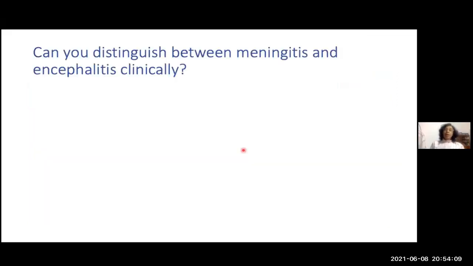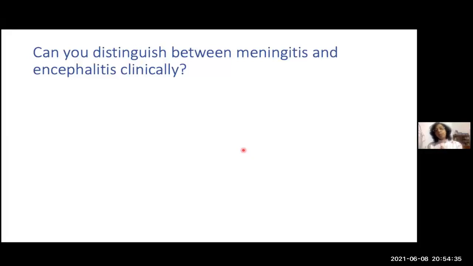Okay, now can you distinguish between meningitis and encephalitis clinically? Meningitis is mostly caused by bacteria, but can be viral as well. But encephalitis is usually a viral infection. So meningitis is meningeal inflammation and encephalitis is infection and inflammation of the brain matter.